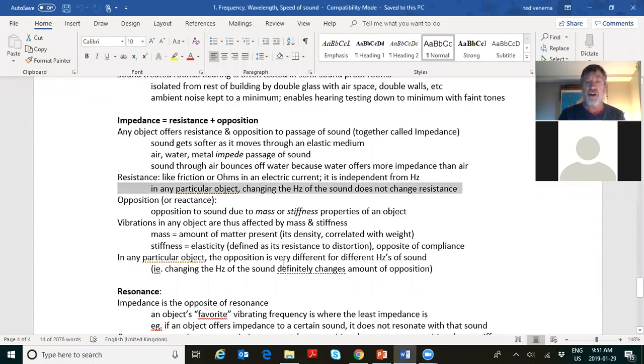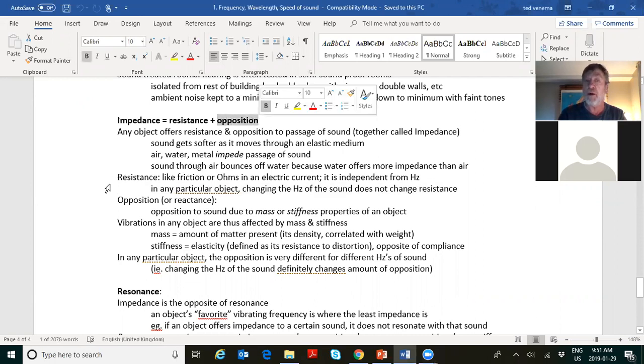Okay, so put a star by that or write that down in the notes there. It's going to be equal for all frequencies. Any object's resistance, whatever that resistance is to sound, is going to be equal for all frequencies. In any particular object, changing the frequency of the sound does not change the resistance. See? All right, so underline that or make sure you got that. Now we'll look at the other word called opposition. Let's look at that word now. Opposition is sometimes called reactance. What the heck is that? Well, I'll talk in English again.